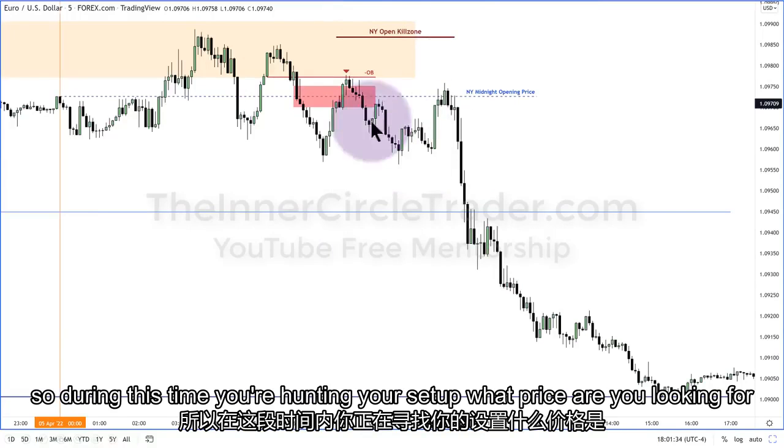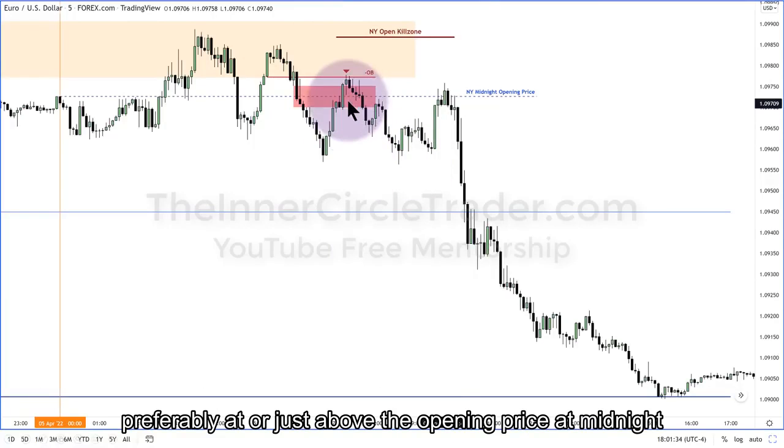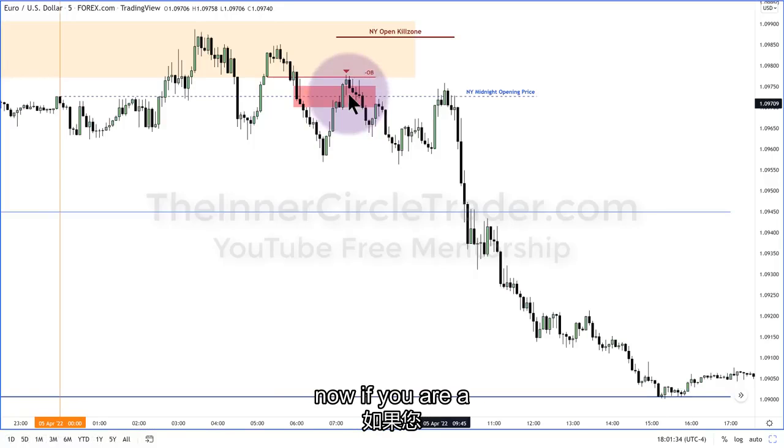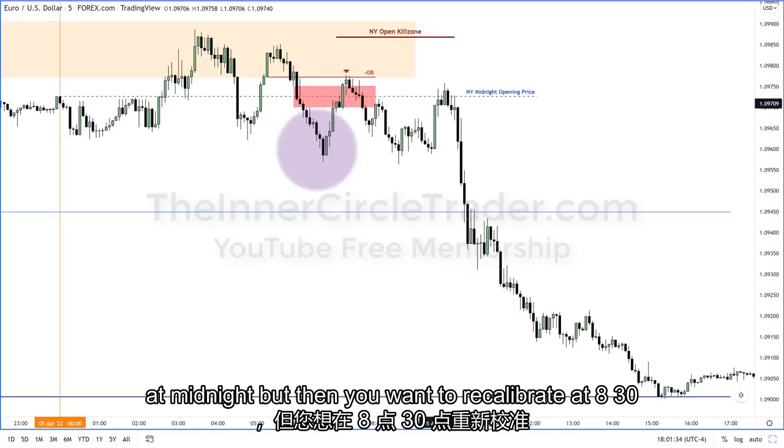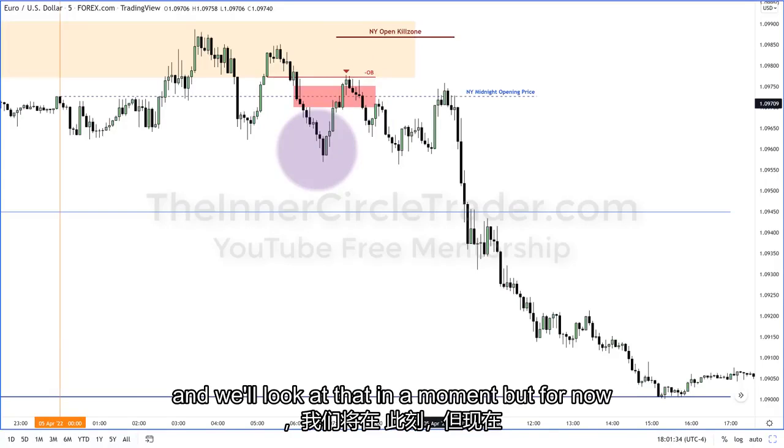So during this time, you're hunting your setup. What price are you looking for? Preferably at or just above the opening price at midnight. Now, if you are a New York session trader, you want to refer to the opening price at midnight, but then you want to recalibrate at 8:30. And we'll look at that in a moment.